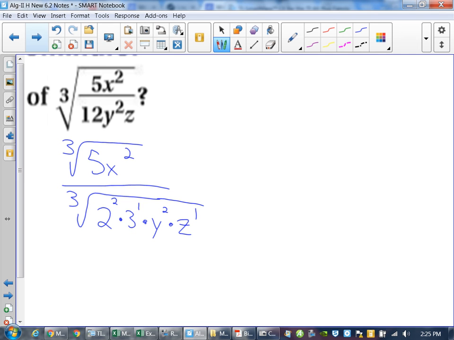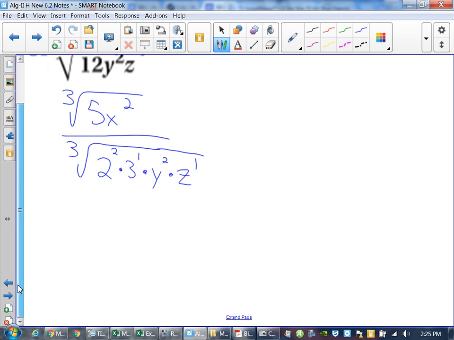Do you see why I'm doing it that way? Because now I can see how many more of each one of those exponents I need to create a factor of 3. Okay? That's the trick. It's a real simple thing to do. It's just a matter of remembering how to prime factor. Okay? That's how it goes. Okay. So how many more 2's do I need?